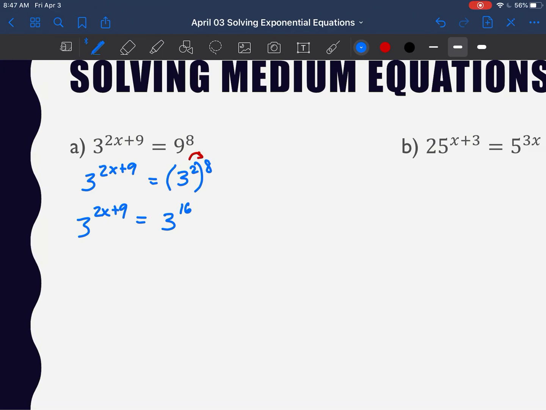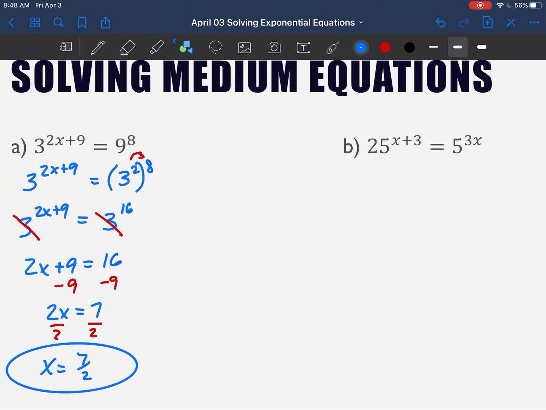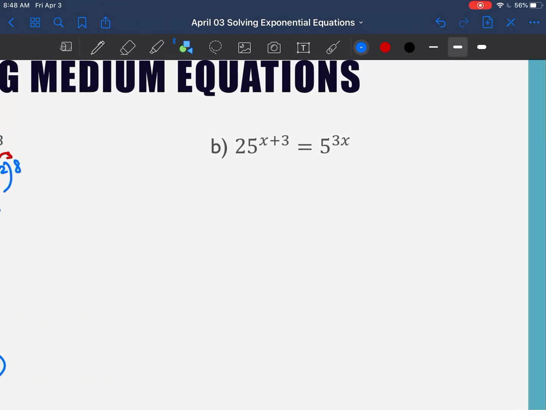Now that both sides have the same base, and now that the parentheses are gone, now you can cancel them out. So you get 2x plus 9 is equal to 16. Simple two-step equation: subtract, so you get 2x is equal to 7, and divide. So you get x is 7 over 2. Leave it as a fraction because I am lazy. All right, so that's what it will look like. So that's kind of at the medium level.